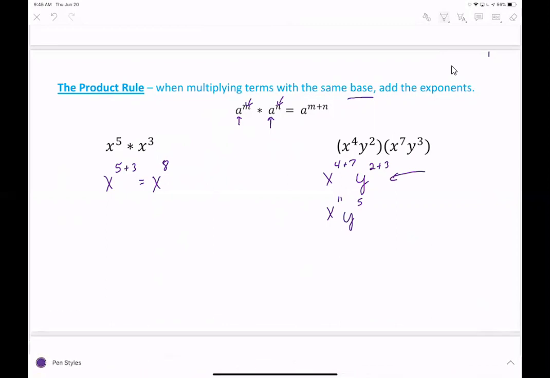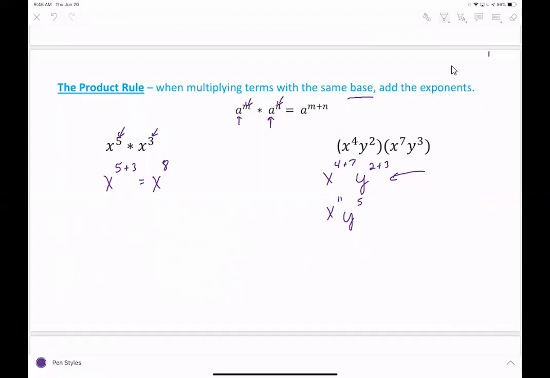Now, why does this rule work? Of course, in math, rules help to simplify things. It makes working math quicker. The rule works if you think about these exponents. Exponent here and here tells us how many of those bases we have.